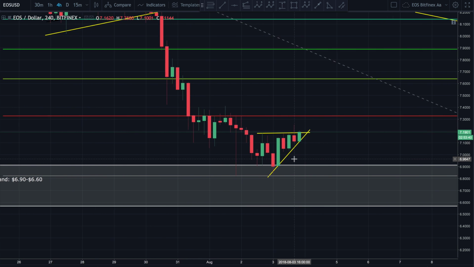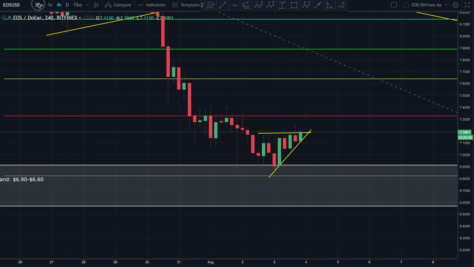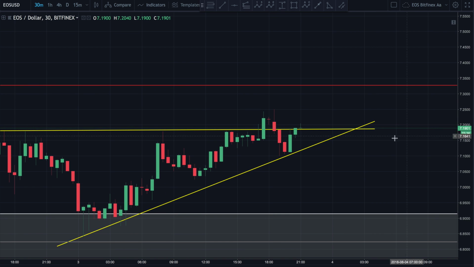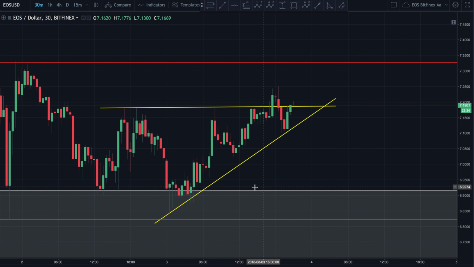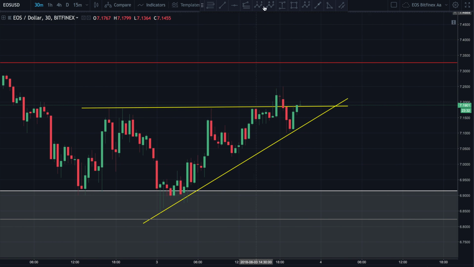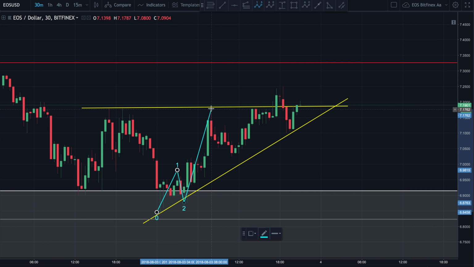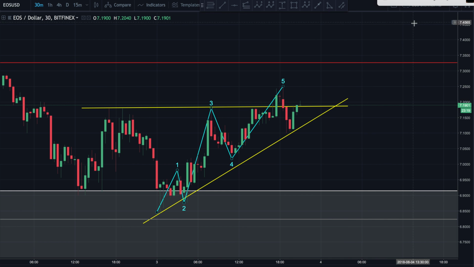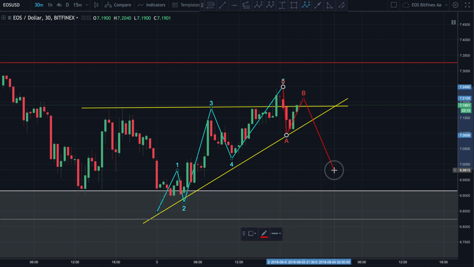Again, we're looking at the 4-hour chart. If I zoom in here to the 30 minutes, let's try to make sense of this latest rise. So for me, this looks like 5 possible waves up. We've got 1, 2, 3, 4, and 5. If that is correct, it looks to me like we're on an ABC correction. So we're looking at something like this, A, B, and down for the C.